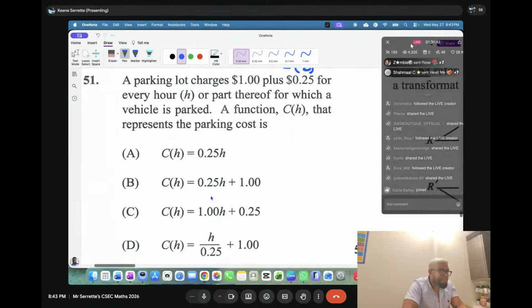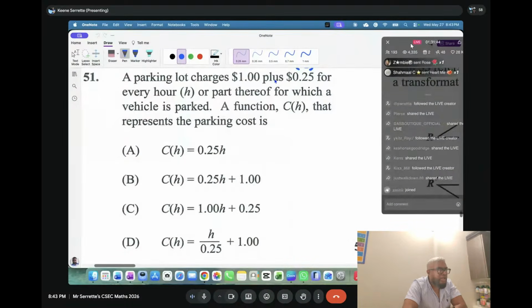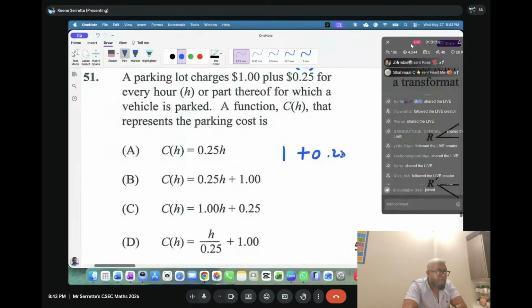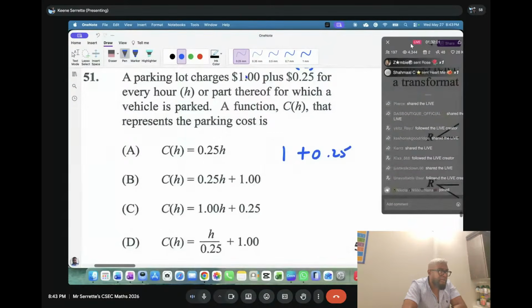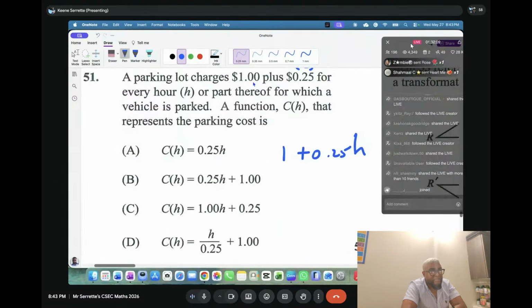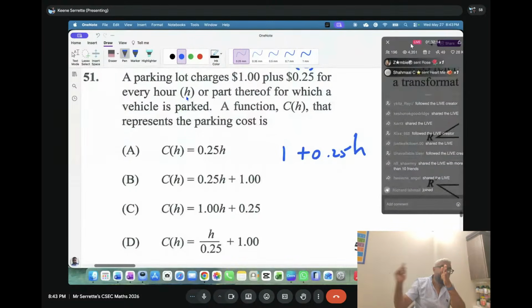In a parking lot, $1 plus 0.25 for every hour or part thereof for which a vehicle is parked. The function C, which one are we talking about? $1 plus 0.25 for every hour. B is $1 plus 0.25 for every hour. So you pay $1 as you arrive, and then every hour you're paying 25 cents. Cool?